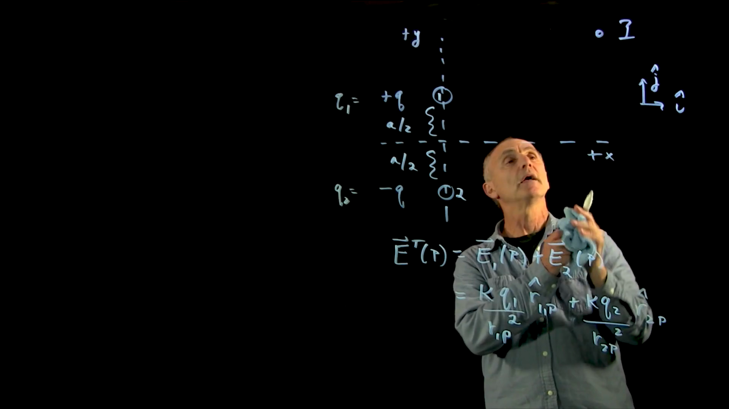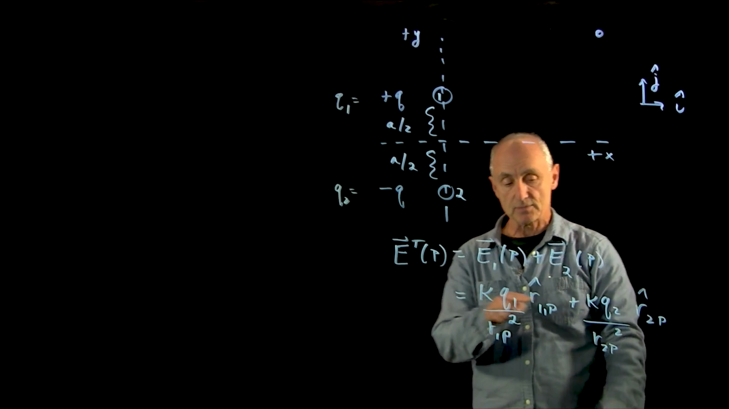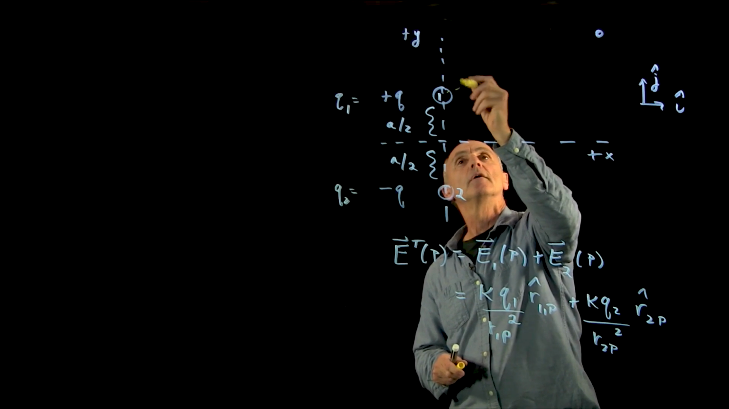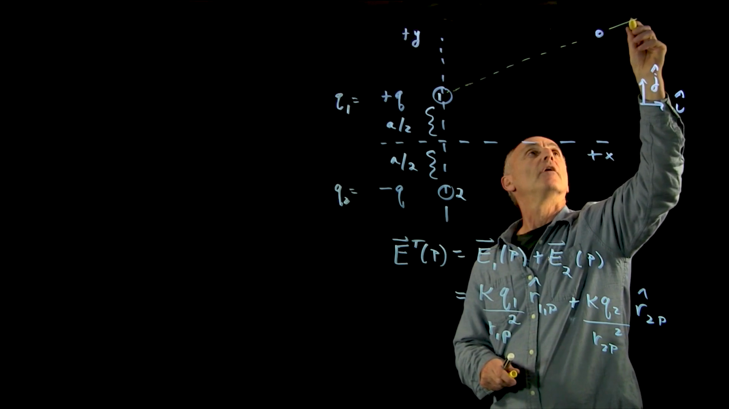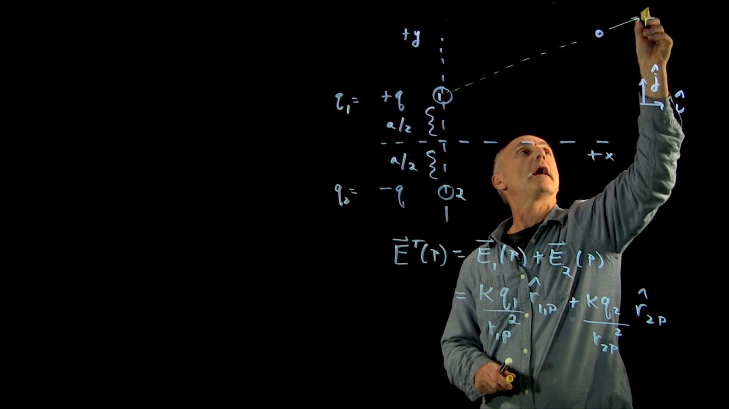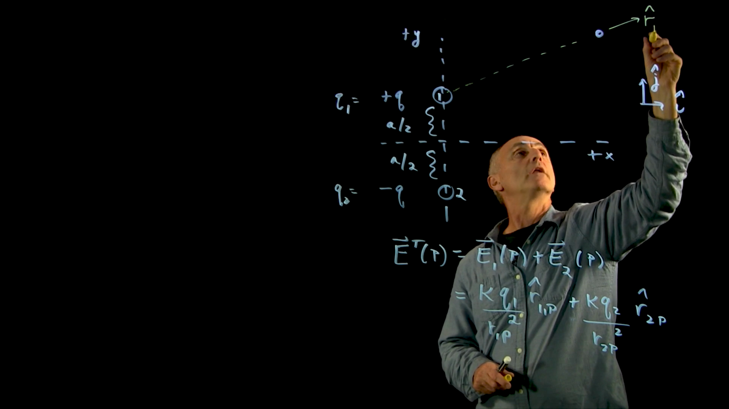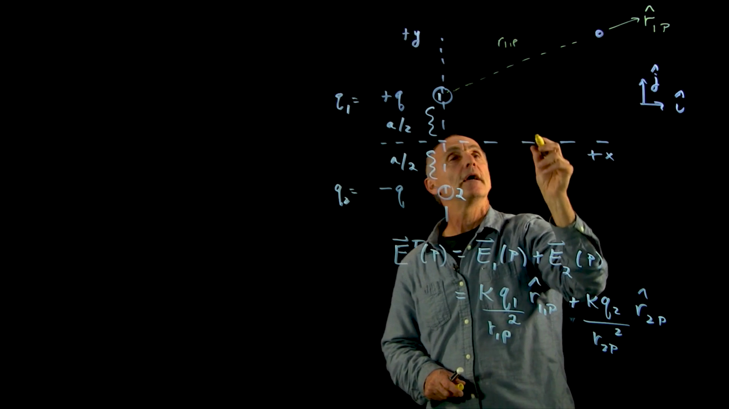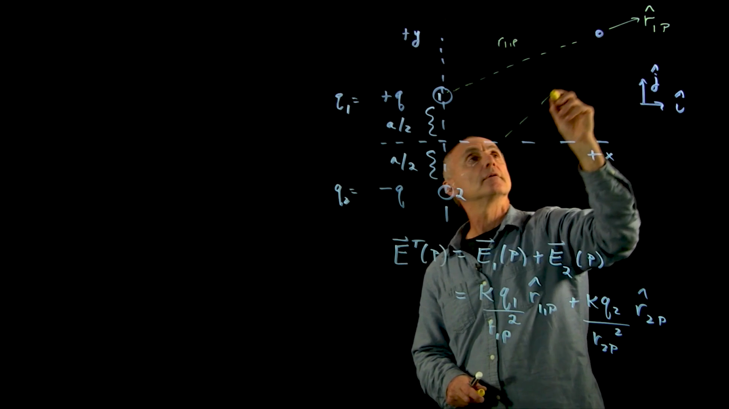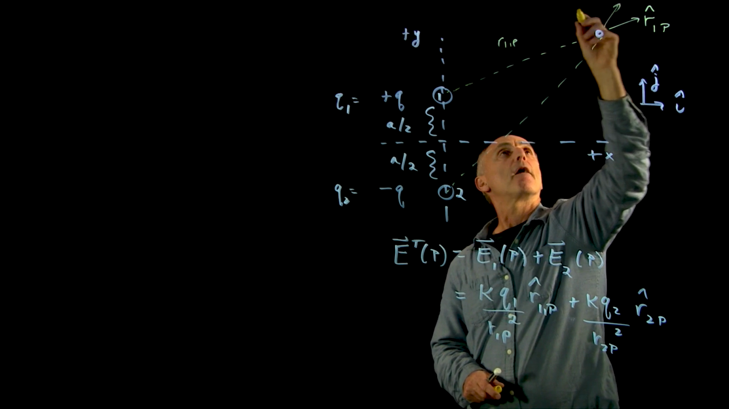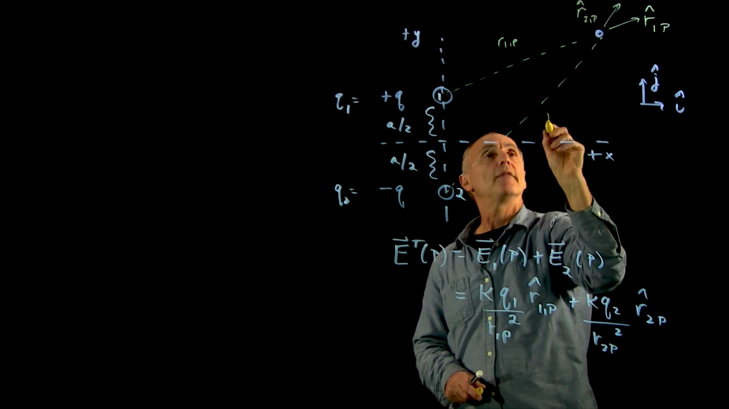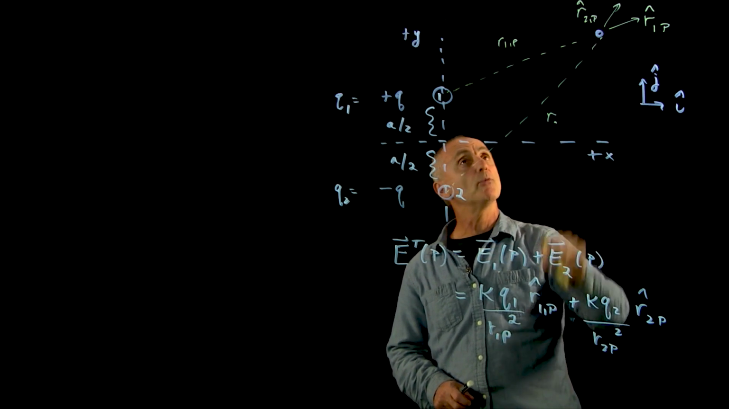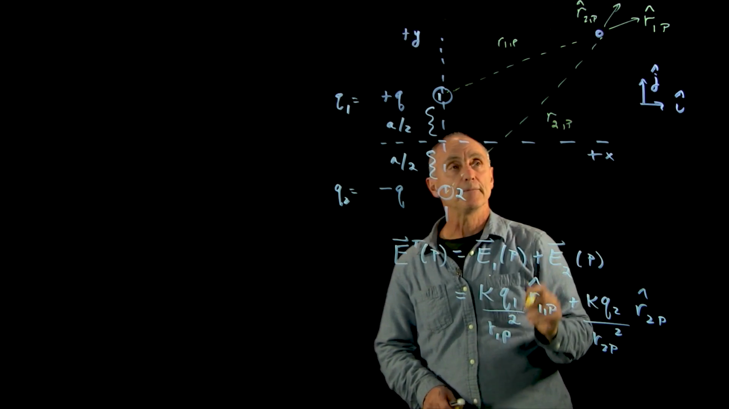Now, the key here is what do these things mean? Well, let's introduce our notation. So what we have here is R hat. This is 1 to P, and this is the distance R1P. And here is R hat 2P, and the distance here, we don't want this vector yet. We'll introduce that in a moment, but this is R2P.